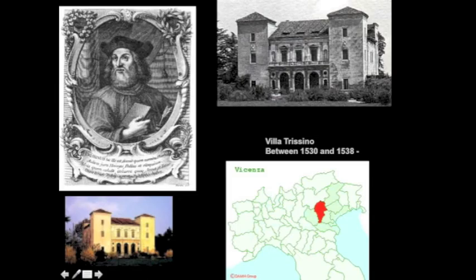We looked at the villas and we saw that in Palladio's attempt to deal with this building type of the country house, the villa, he's working through ideas about what that might be.